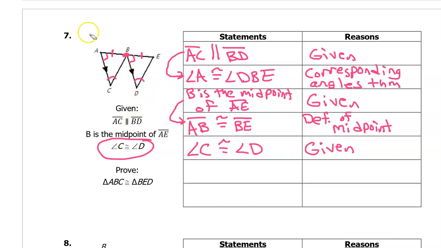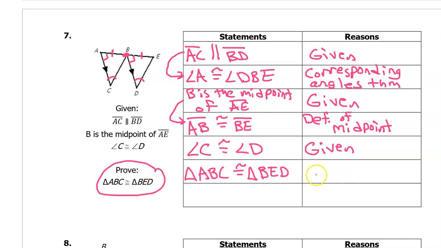That's actually enough information to prove that the triangles are congruent. So we can go ahead and say that triangle ABC is congruent to triangle BED. All right, the last statement is always going to be whatever you were trying to prove. What is the reason? Is it side, side, side, or what?